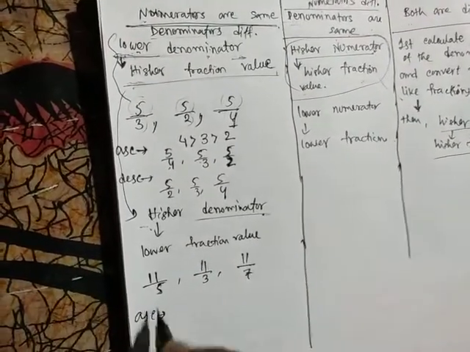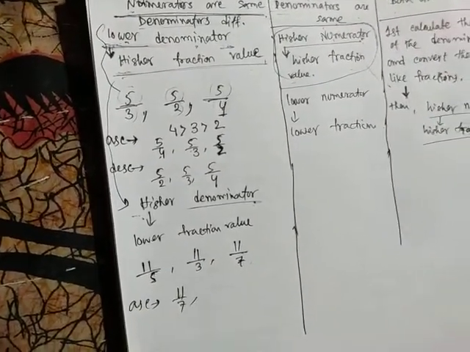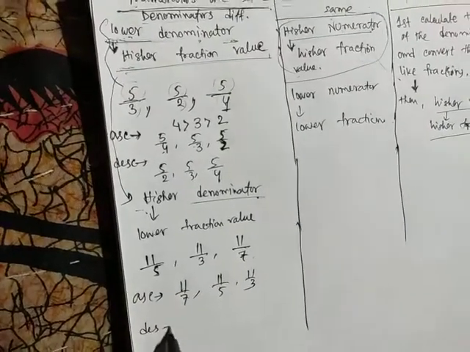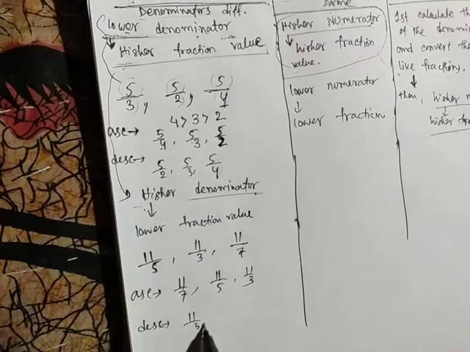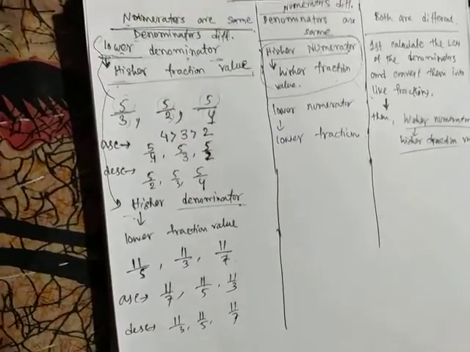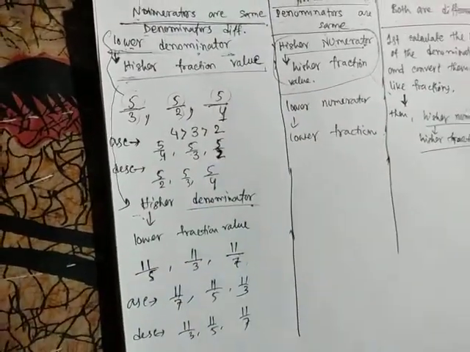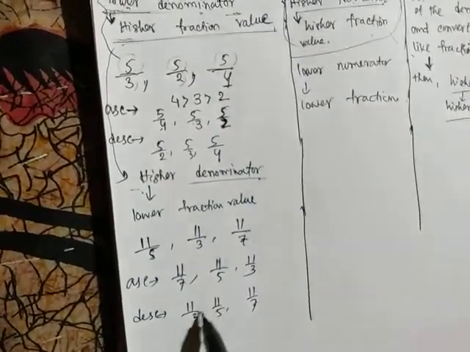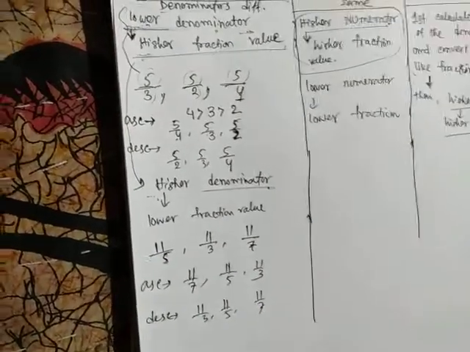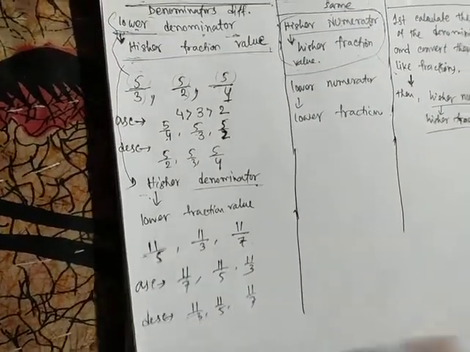So what is the highest here? 7. So the fraction is 11 upon 7. Next 11 upon 5. Next 11 upon 3. And for descending order, 11 upon 3, 11 upon 5, 11 upon 7. Clear? So when numerators are the same, you have to check just the denominators. Lowest denominator value means fraction value highest.